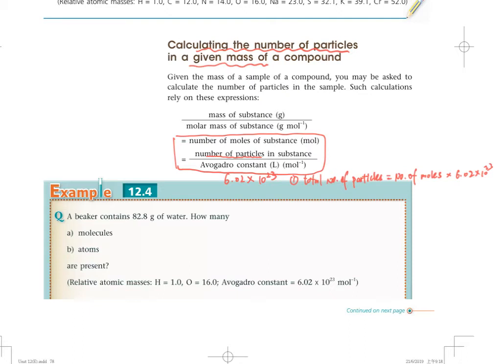So we just simply use number of moles times Avogadro constant, then you can get number of particles. That's the first equation we have learned before. But now in the previous chapter, we just learned another equation that can find out number of moles. We use mass of substance divided by the molar mass of substance. You still can find the number of moles, right? This is the second equation we just learned.